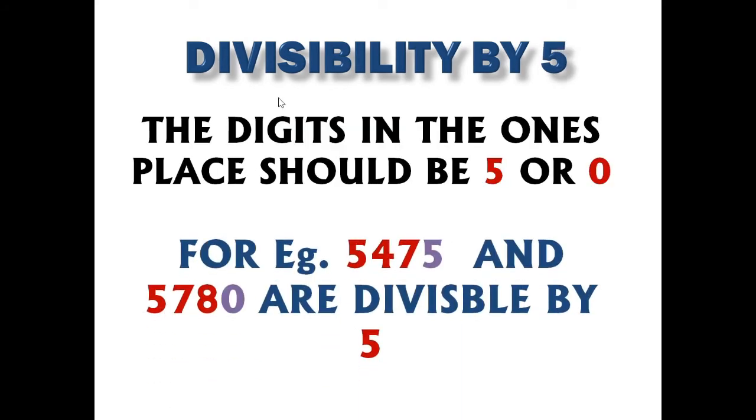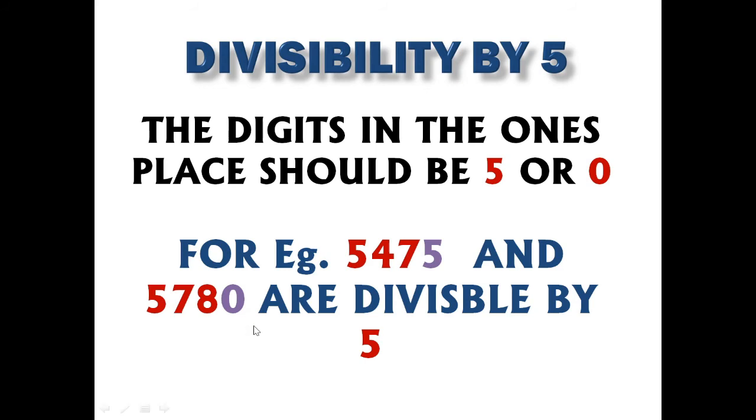Then our rule for divisibility by 5 is that the digit in the ones place should be 5 or 0. For example, 5475 has 5 at ones place and 5780 has 0 at ones place. So both these numbers would be divisible by 5.